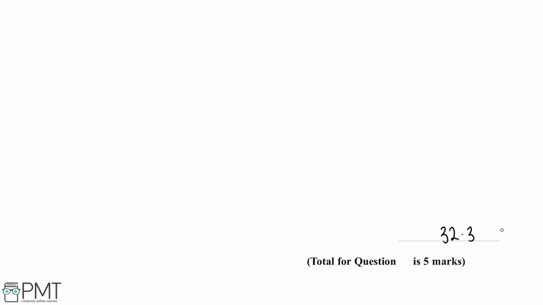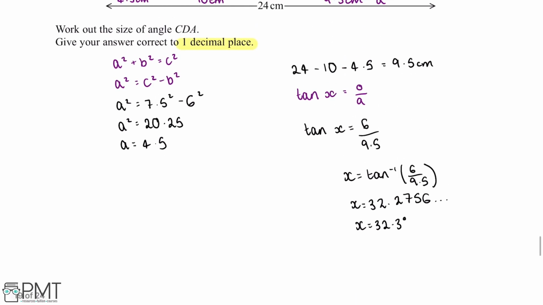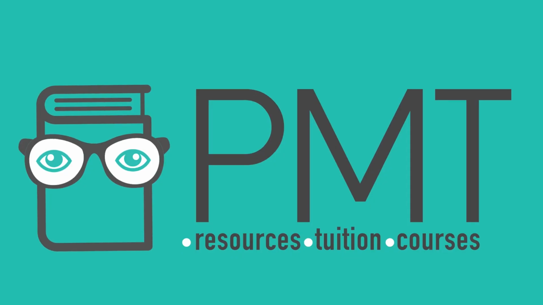And this is our final answer. Now this question's worth 5 marks. We'll get our first 2 marks for correctly using Pythagoras' theorem to work out the length of the triangle on the left. We'll get our 3rd mark for correctly working out the length of the triangle on the right. We'll get our 4th mark for using trigonometry to work out the angle of CDA. And our final mark for correctly working out the angle.